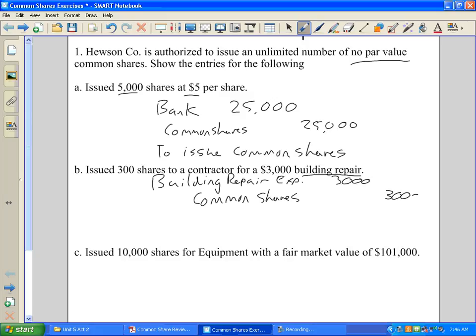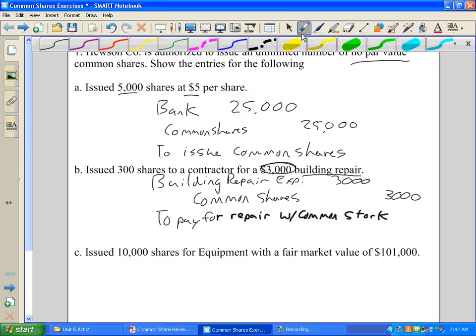Now, in case you haven't figured it out, the 3,000 comes straight from the value of the building repair itself, and to pay for repair with common stock. Let me see if I can change that back to the thin one.